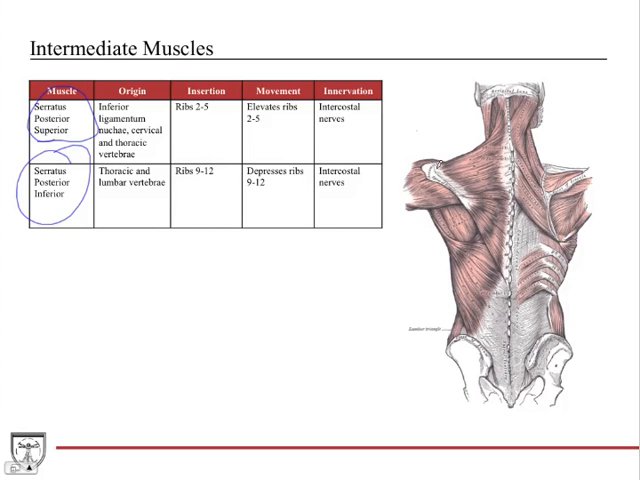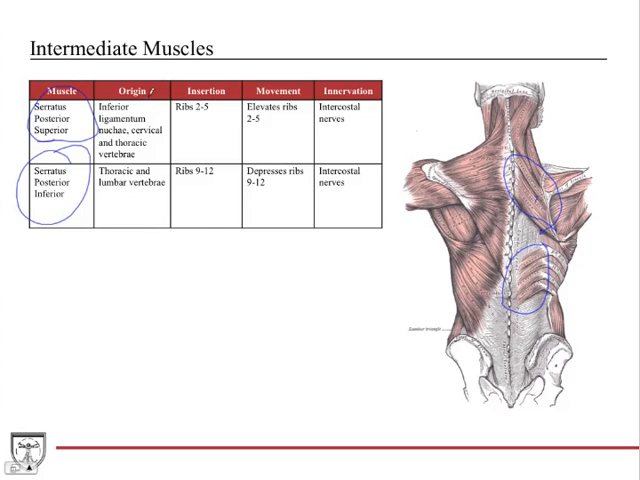Now, this diagram doesn't do a great job of showing you serratus posterior superior, because it has the rhomboid muscles here. It's just deep to these two muscles. Well, these are more superficial muscles we're going to talk about in just a second. What it does show you well is the serratus posterior inferior.